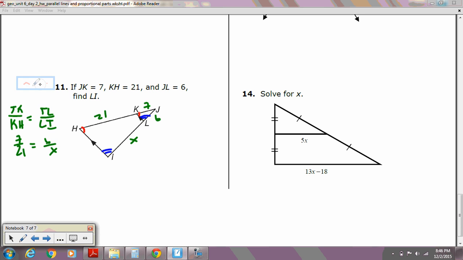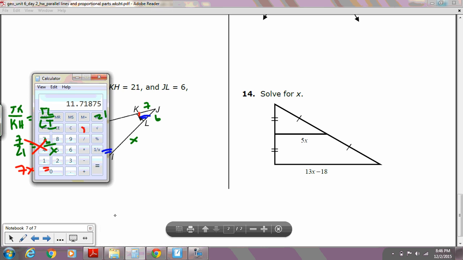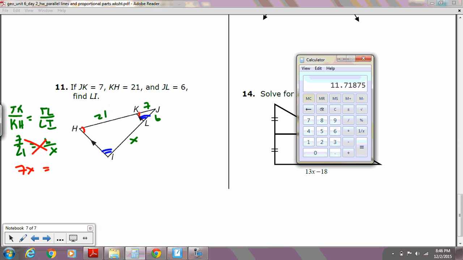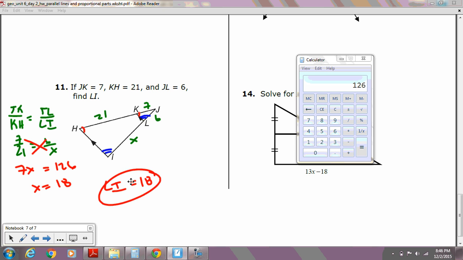And some of y'all might be able to see a faster way of doing the same one without cross multiplying. But that's 7 times x and 6 times 21. But since we've been cross multiplying, I'm going to keep with that method. That is 126. And divide both sides by 7, and you would get x is equal to 18. And at the end of the day, we were looking for LI, so LI is equal to 18.